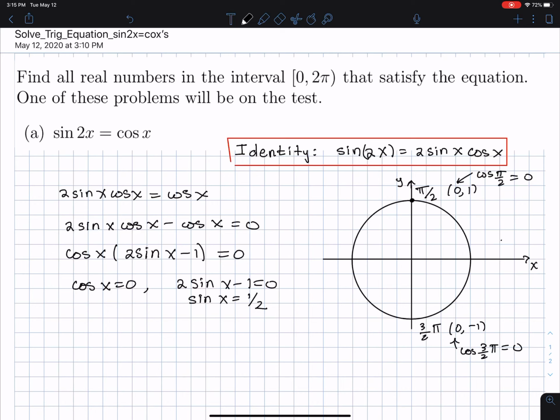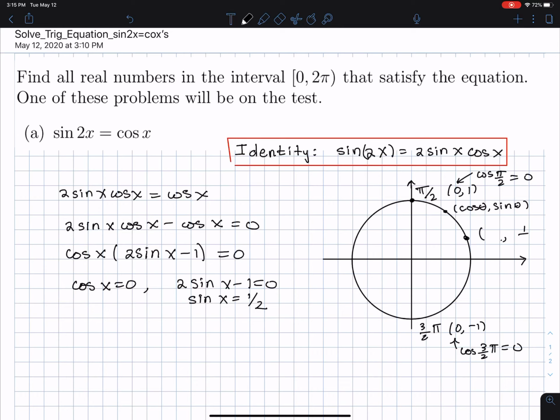Okay. When is sine x equal to 1/2? Well, I'm already using x and y here, and I use x twice, so that's a little bit of a problem. But this is the second coordinate. Sine is the second coordinate. When you look at any point, the first coordinate is cosine, and the second coordinate is sine.